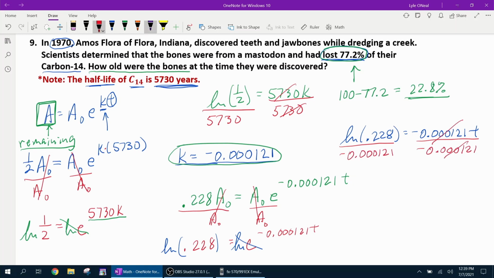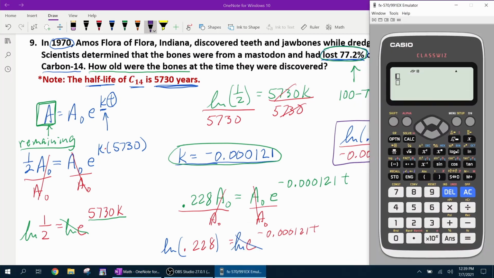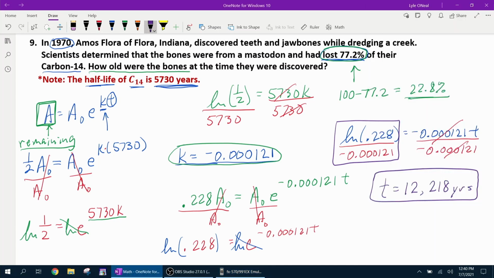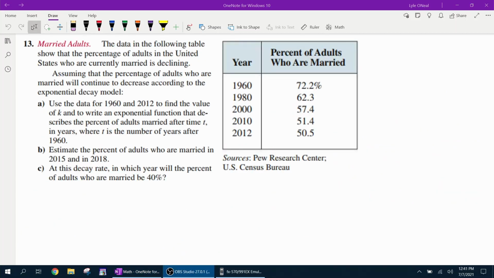is going to give us a value of t, which is whatever this is from the calculator. So as a fraction, natural log of 0.228 divided by negative 0.000121, is 12,218 years. So the answer to the final question, how old were the bones at the time they were discovered? They were 12,218 years old. All right, next example, number 13.